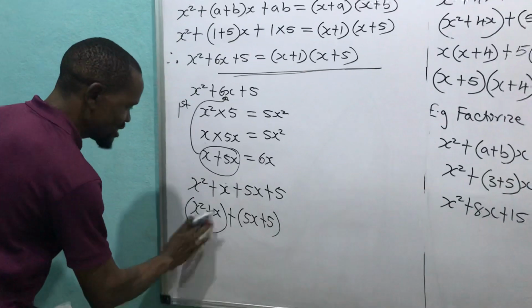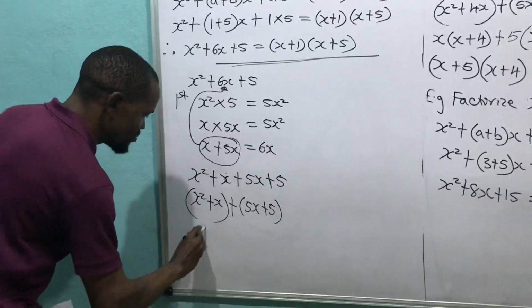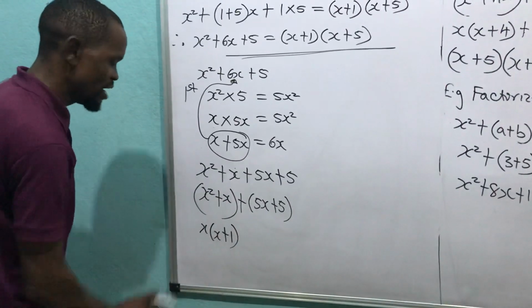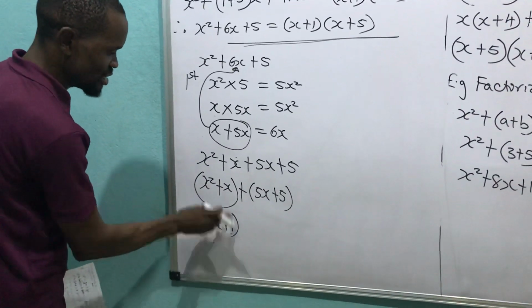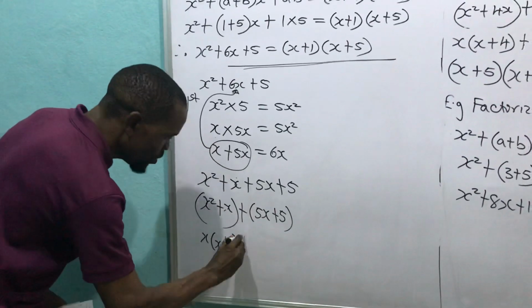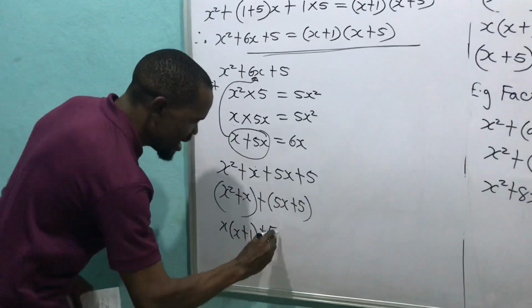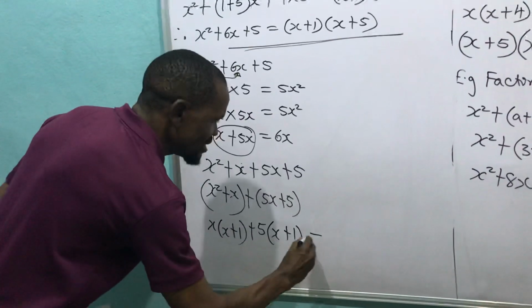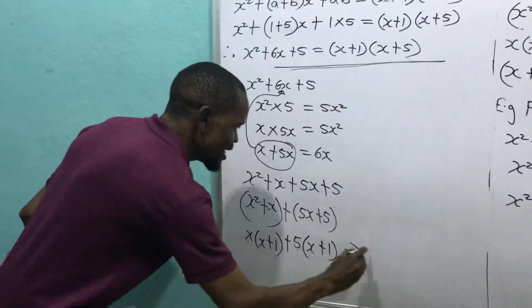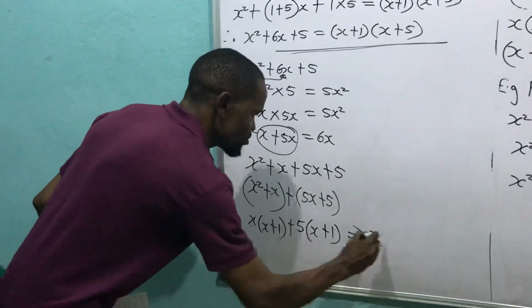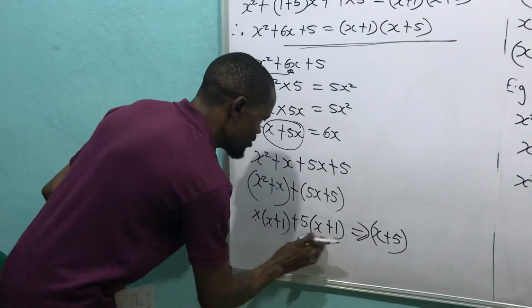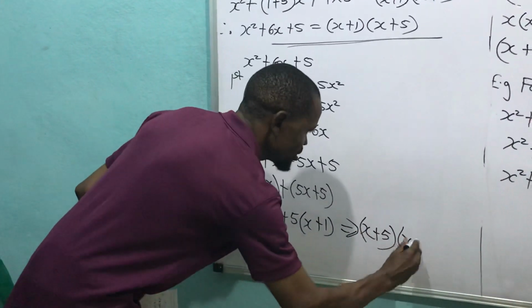What is common? x can divide this and this. I have x into x plus 1. When x divides itself, it gives me 1. This time, this gives me x, this time this gives me x again. Then what is common here? 5. I can now have x plus 1, and this implies I take x, then plus 5. I close the bracket, and I take any of this which is common, x plus 1.